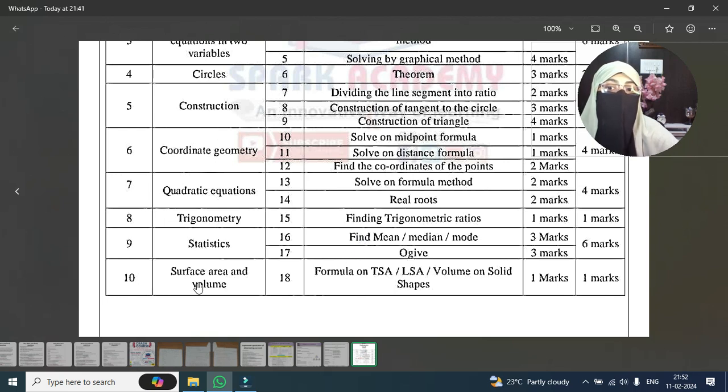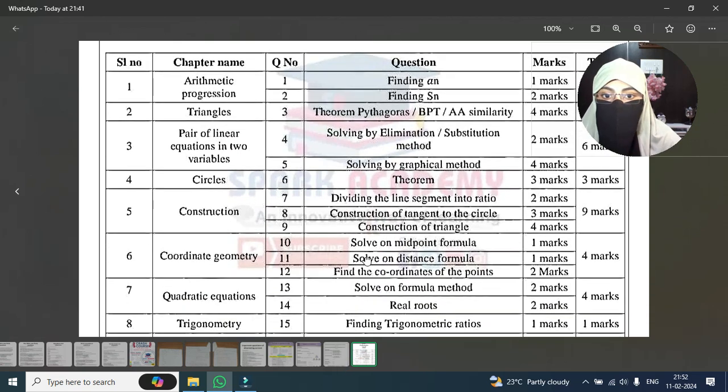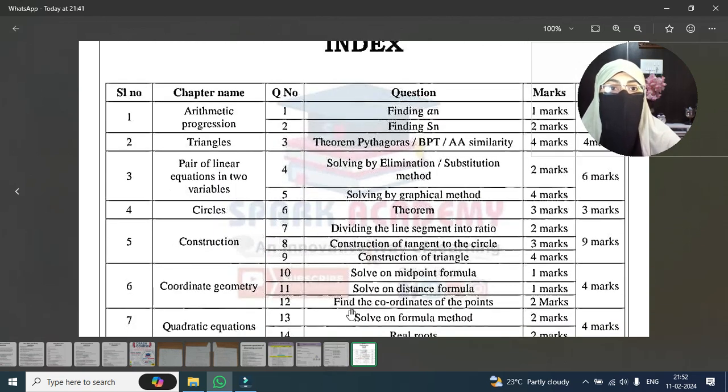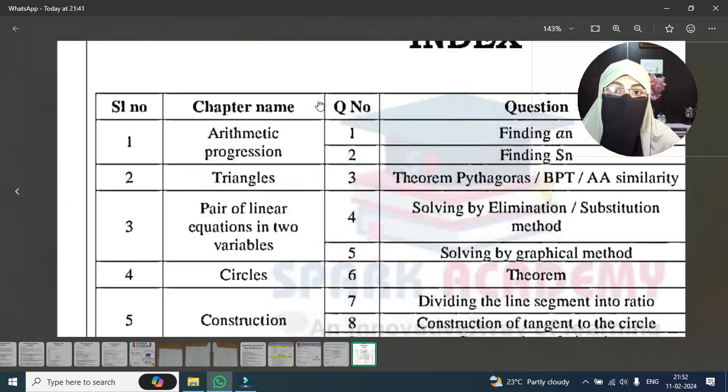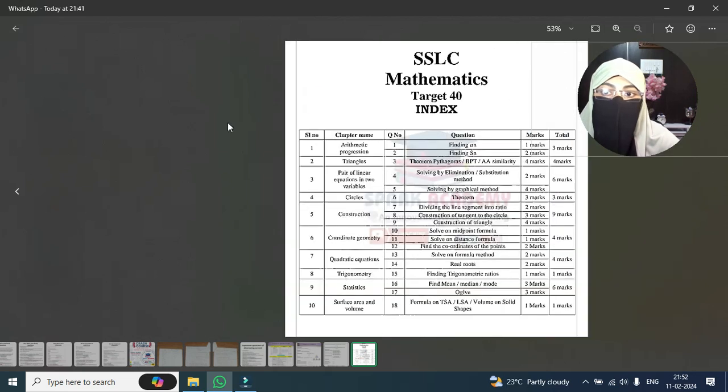And surface area and volume, very difficult chapter for the students always. So the questions based on the TSA, total surface area, lateral surface area, volume on solid shapes. Okay. So whatever questions are there based on these formulae, you can study that. Okay. So if you study these questions, whatever I have said now, you will be able to score at least 40 marks in your mathematics exam.